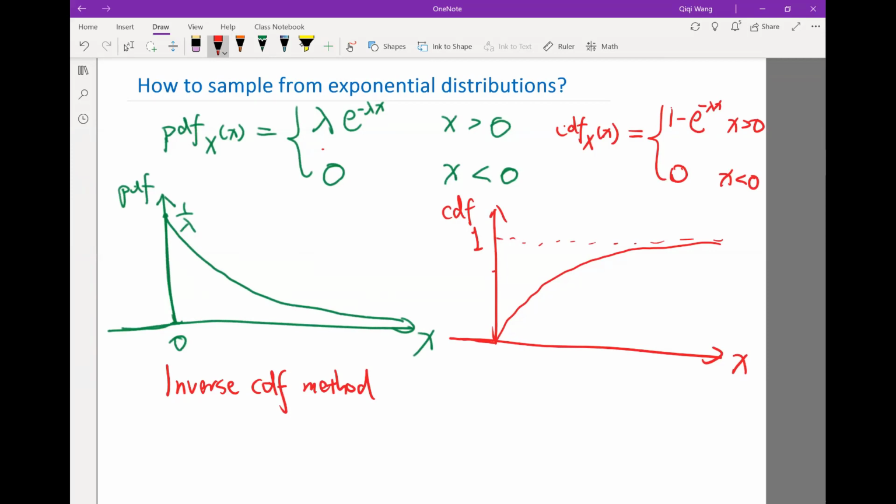If you take a very small interval on the y-axis in the CDF and look at the probability that the CDF is actually within that range, you basically draw horizontal lines of that interval that intersect with the CDF function, and then vertical lines down here.